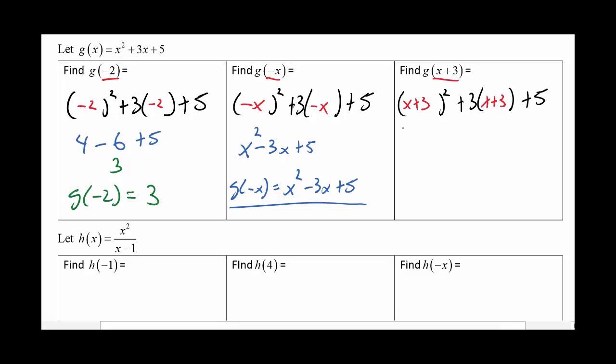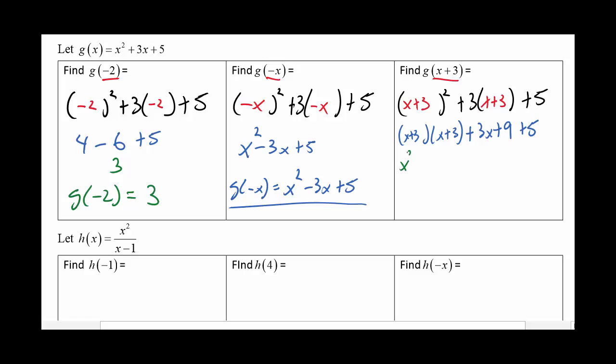Okay, now (x + 3)² is really (x + 3) times (x + 3). So we'll come back and simplify this. This would be 3x + 9 + 5. Then I want to distribute the (x + 3) times (x + 3).